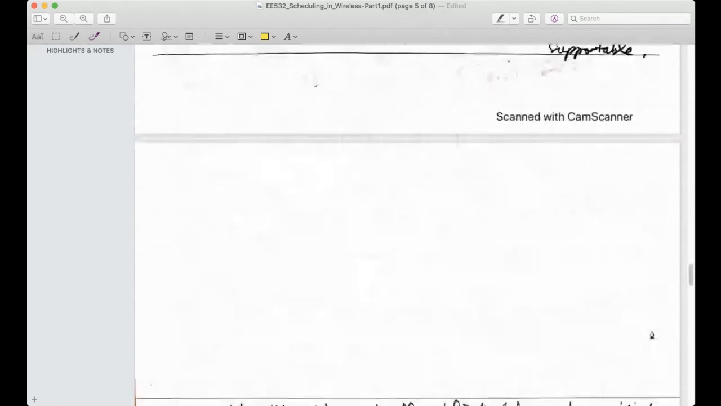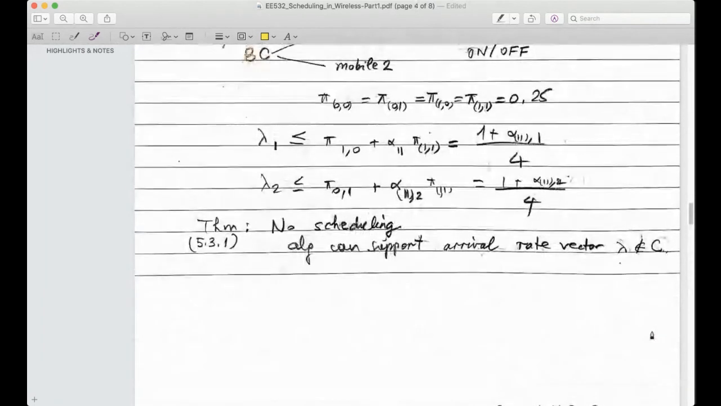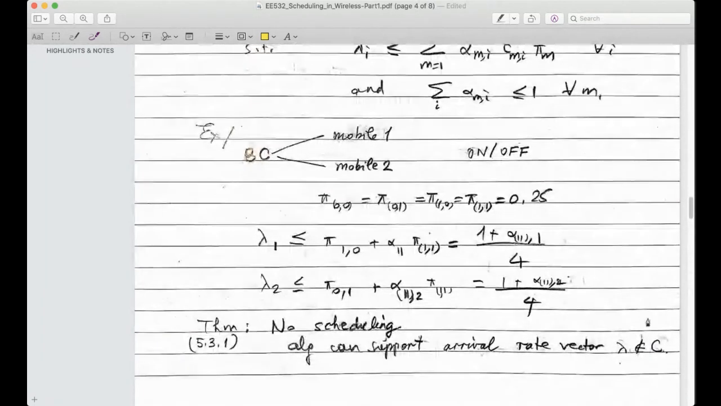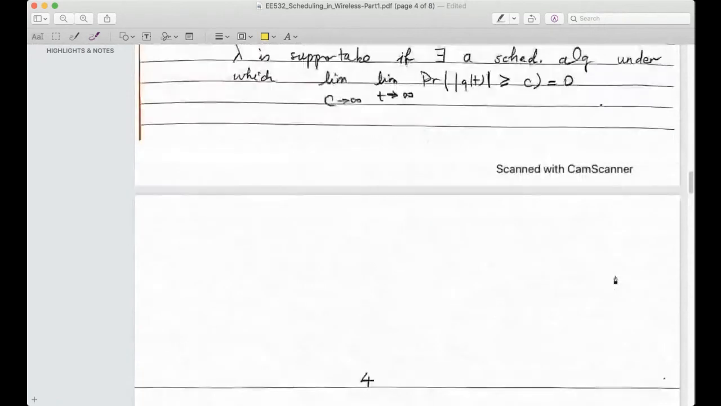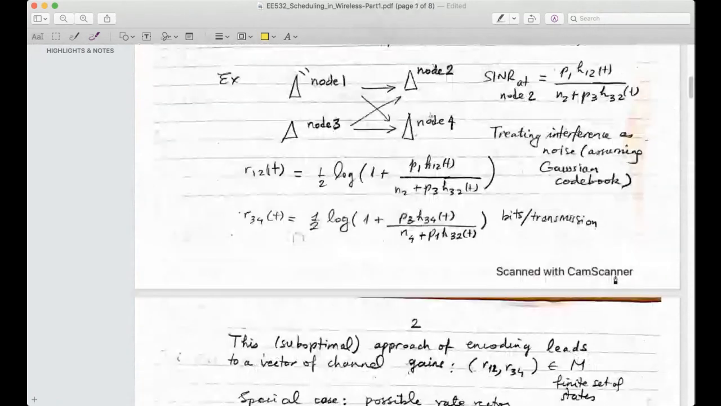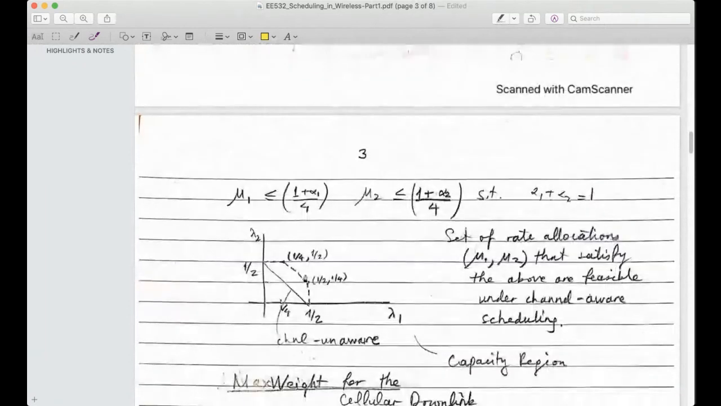Let's skip this proof first. Actually, by the way, when you plot this region, I can just go back. We achieve exactly this pentagon that we drew before. Okay, so this is the capacity region.